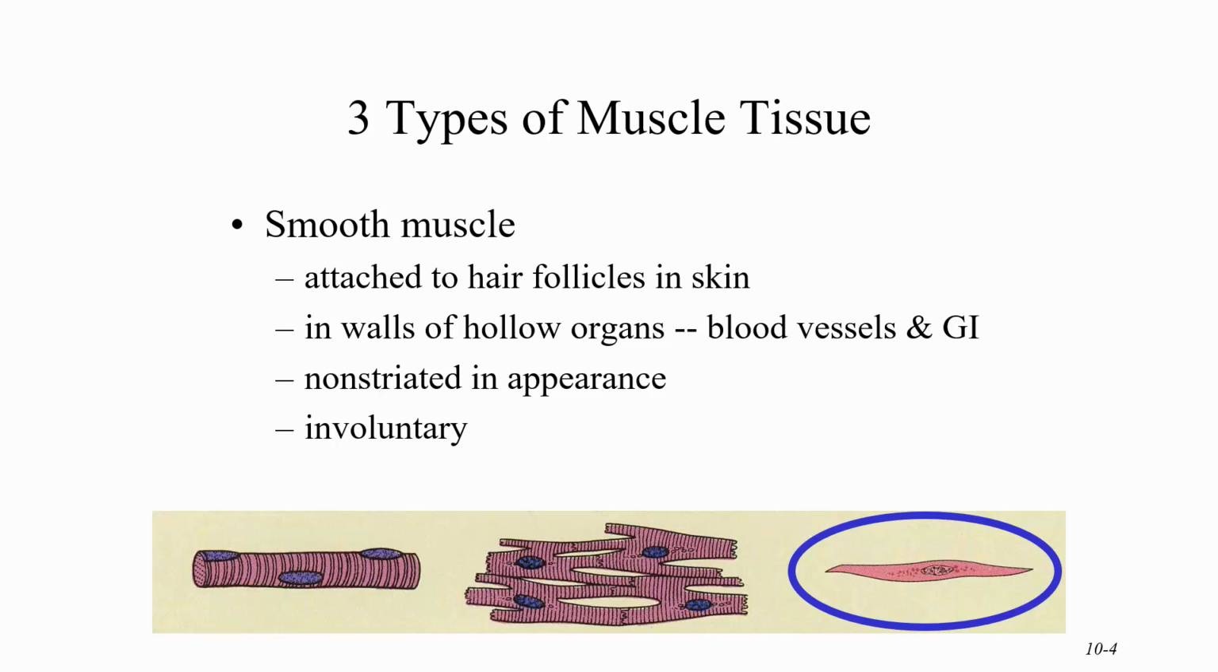And so, just to recap, skeletal muscle is striated and voluntary. We have conscious control. Cardiac muscle is striated and involuntary. And smooth muscle is non-striated and involuntary. We don't have conscious control over it.